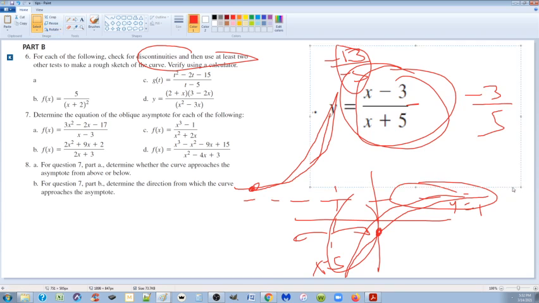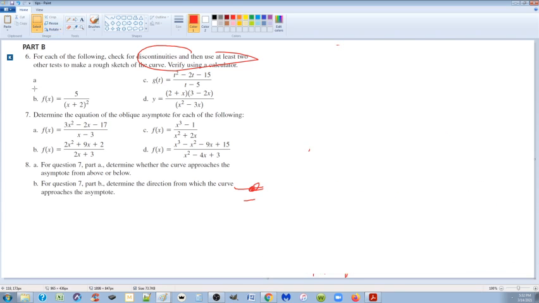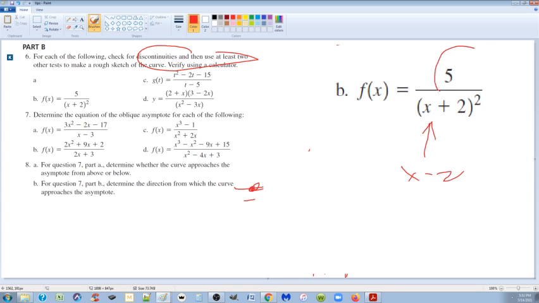And that comes from studying your graphs and knowing how your graphs behave. This one, different story. Notice the bottom. There's only one situation that's a problem down here, and that's when x is minus 2. But the top is just a constant. So what is x down here of minus 2 going to create? It's going to create an asymptote at x is equal to minus 2.